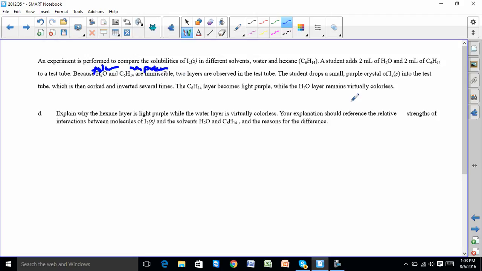And then a student drops a small purple crystal of I2, which is nonpolar because there are no polar covalent bonds. The hexane layer becomes light purple while the H2O layer remains virtually colorless. So the question is, how come iodine dissolves in the solvent hexane but not water? Explain why the hexane layer is light purple while the water is virtually colorless. Your explanation should reference the relative strengths of the interactions between, nice pause or space there, and the reason for this difference. And so basically, there's a thing, you don't have to have this in your answer, but like dissolves like.